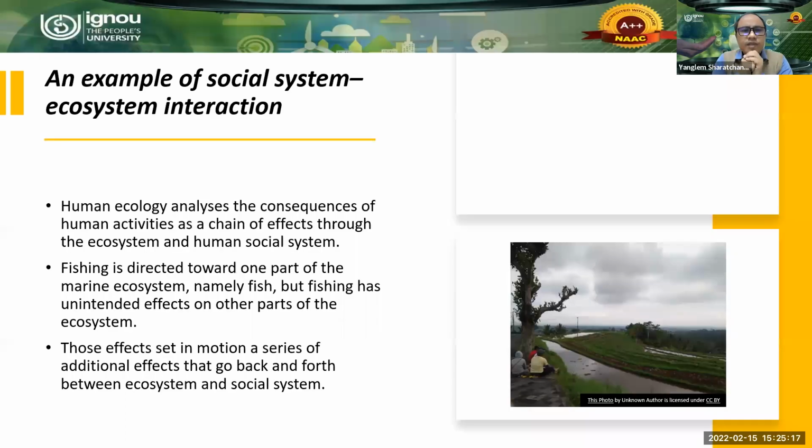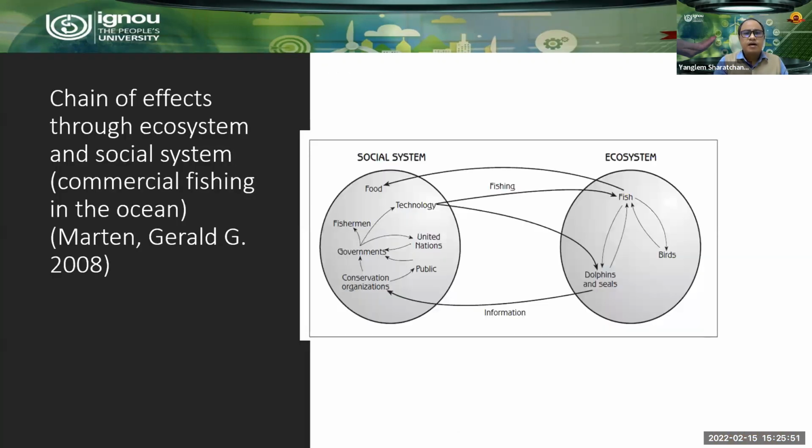So let us try to explore more on understanding this concept through different examples of social systems. We know that human ecology analyzes the consequences of human activities, and when we are trying to understand the social system, the causes of interaction have a set of effects through the ecosystem and the social system, right? Let us take an example of fishing, right?